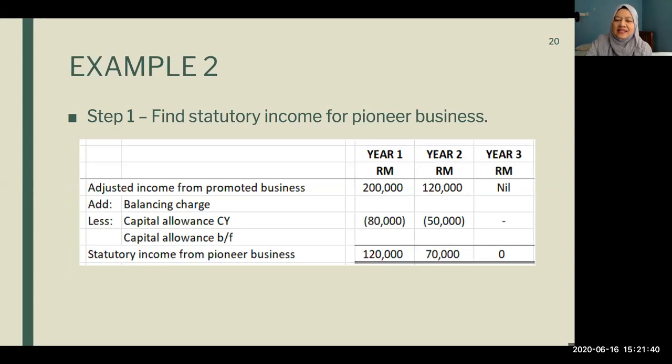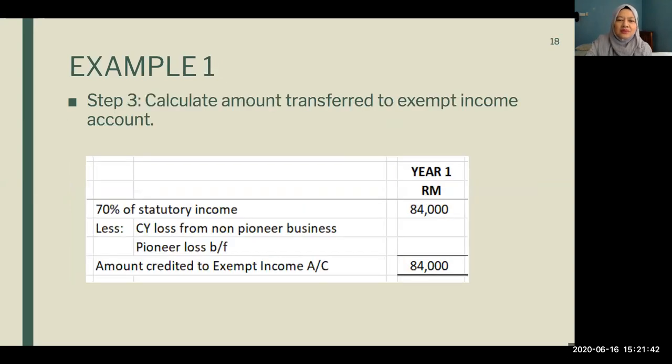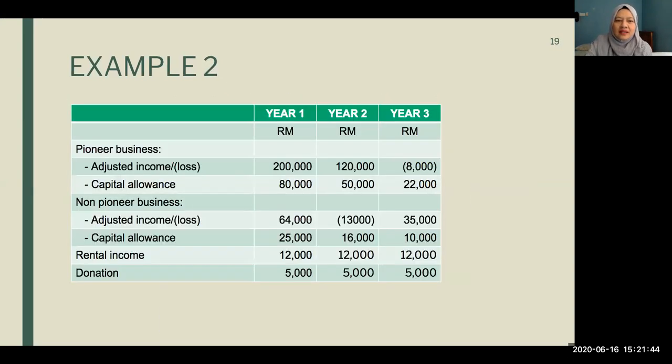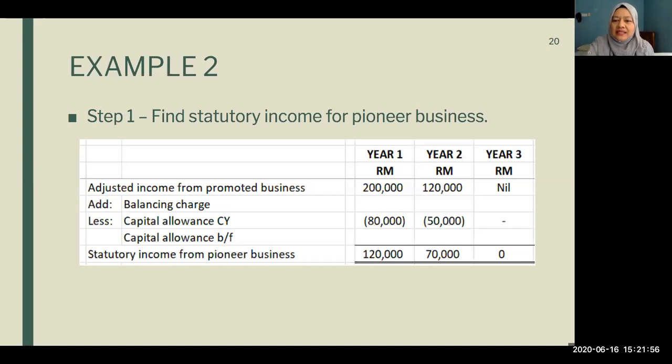Year 3, let's get ready since it is already given there. Year 3, pioneer status is nil because you have a loss. So when you have adjusted loss, your adjusted income is nil, then capital allowance you carry forward. In this case, your adjusted income is nil, so there's no capital allowance for the current year because it is 0. So you have SI for year 2 of 70,000, year 3 is 0. Can you do that?